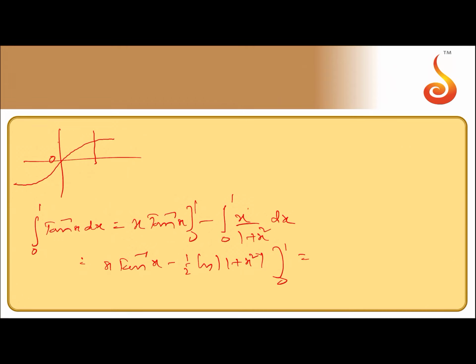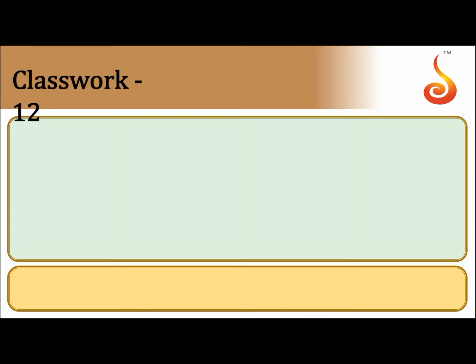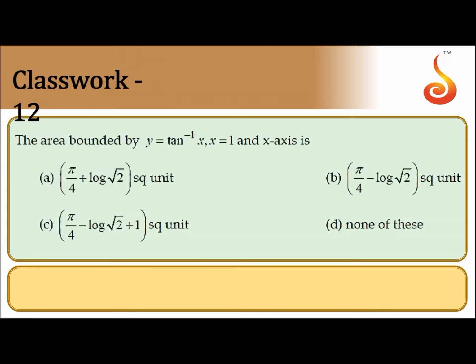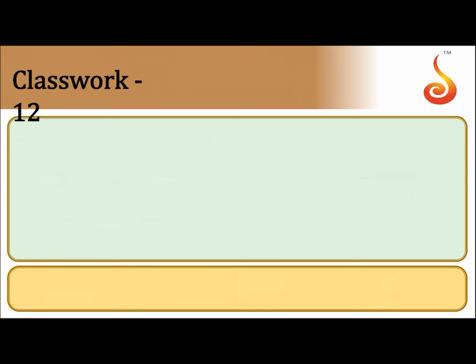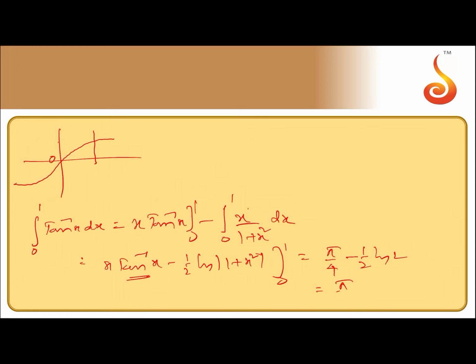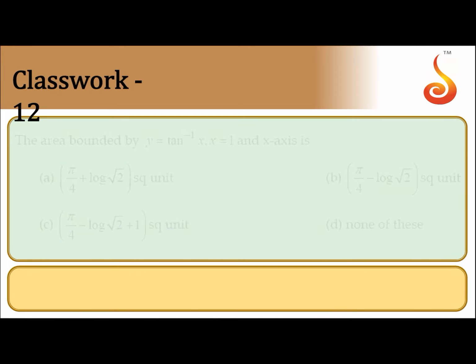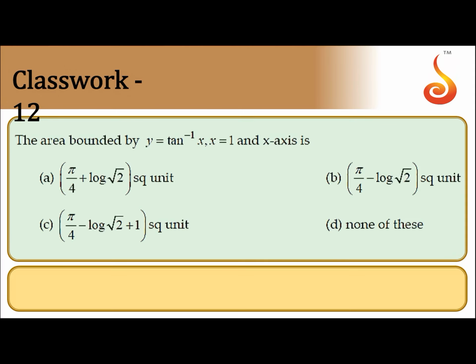The lower limit value is 0, so everything is 0. If you substitute 1, tan inverse 1 is pi by 4, minus half log 2. You can rewrite this as pi by 4 minus half log 2, or minus log root 2. So pi by 4 minus log root 2. Yes, of course, option B is the answer.